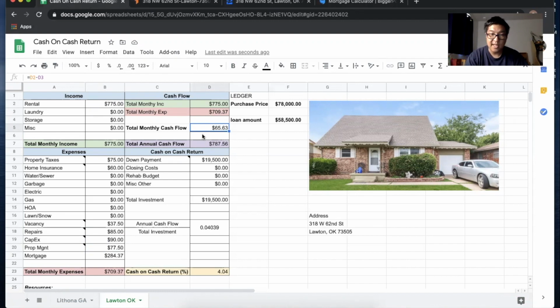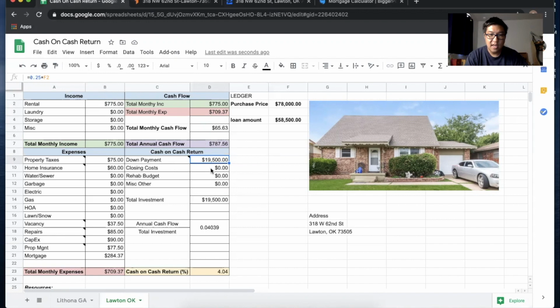Okay, let's see what this gets us, because what I'm going to do now is I've put about $19,500 into this property. I want to see if maybe I would have taken this money and invested it in the stock market, would I have gotten better returns? So let's go ahead and make that calculation really fast. So my down payment was $19,500.